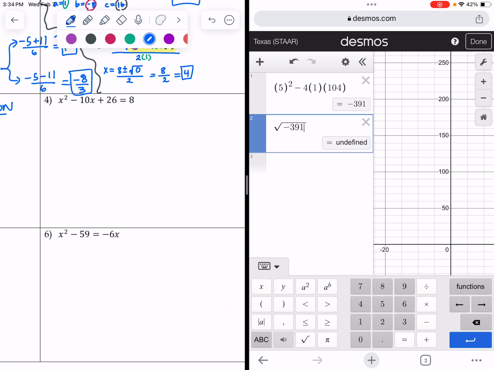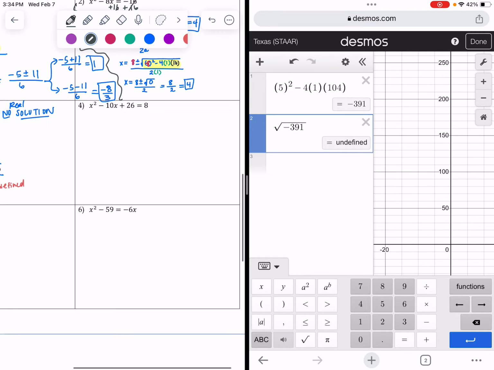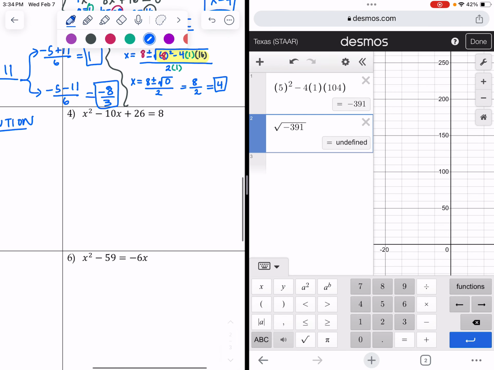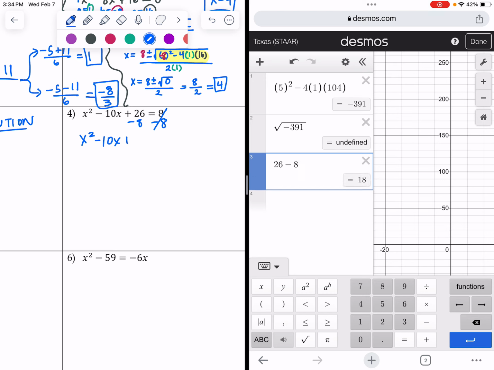All right, for this one, I'm just going to set it up and then let you check the keys. Okay, and so here we would need to move this 8 to the other side, and it can actually combine with the 26. So x squared minus 10x, and then 26 minus 8 is 18. And so you would use the quadratic formula with a equals 1, b equals -10, and c equals 18.